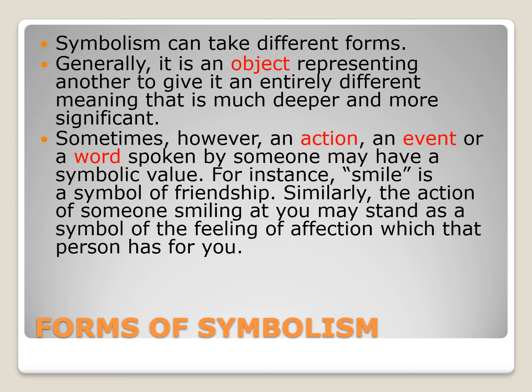Forms of symbolism. Symbolism can take different forms. Generally, it is an object representing another to give it an entirely different meaning that is much deeper and more significant. Sometimes, however, an action, an event, or a word spoken by someone may have a symbolic value. For instance, a smile is a symbol of friendship. Similarly, the action of someone smiling at you may stand as a symbol of the feeling of affection which that person has for you.